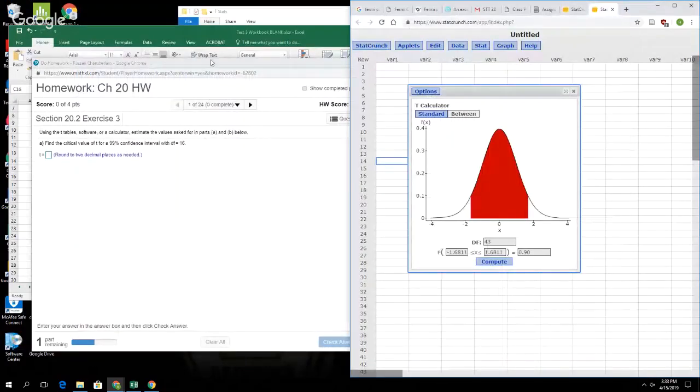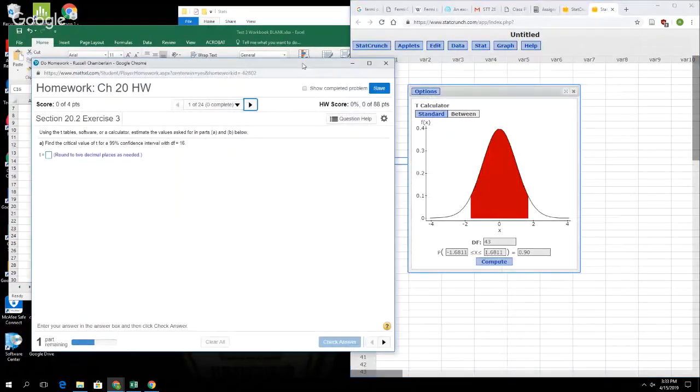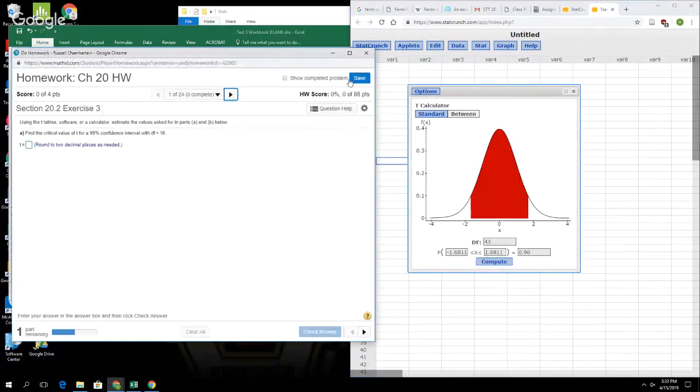I was going to do a couple from Homework 20. These are just the ones I've been emailed about so far, so I'm going to do them.